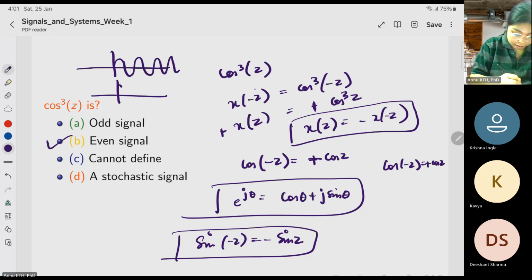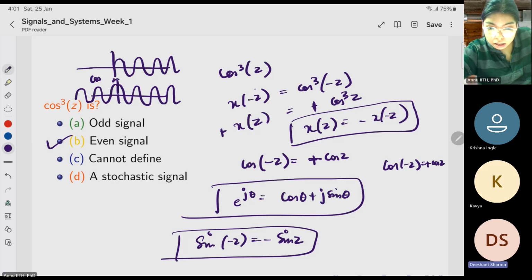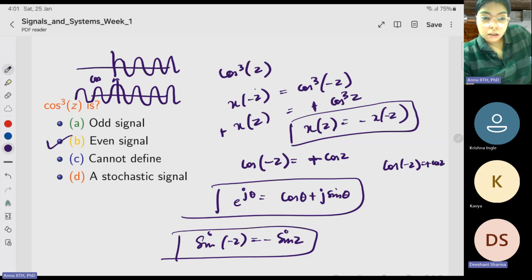See, this is cos with respect to the y-axis. So this is symmetric with respect to the y-axis. That's why I remember it is symmetric with respect to the y-axis. So cos of z is equal to cos of minus z. So cos is even actually.